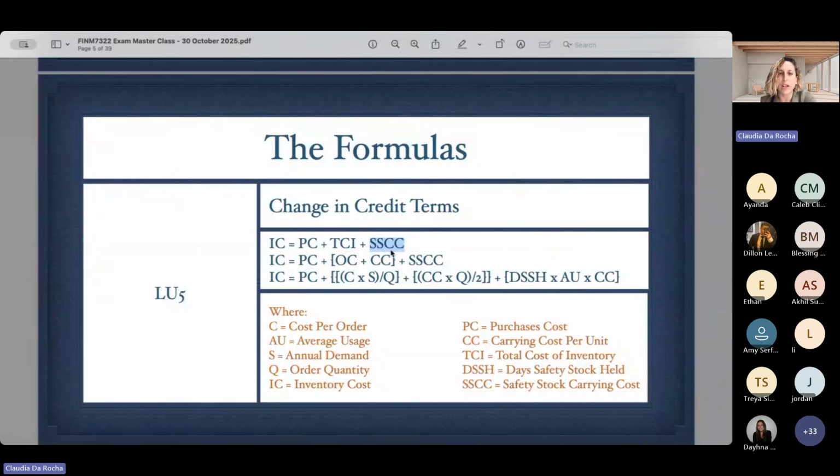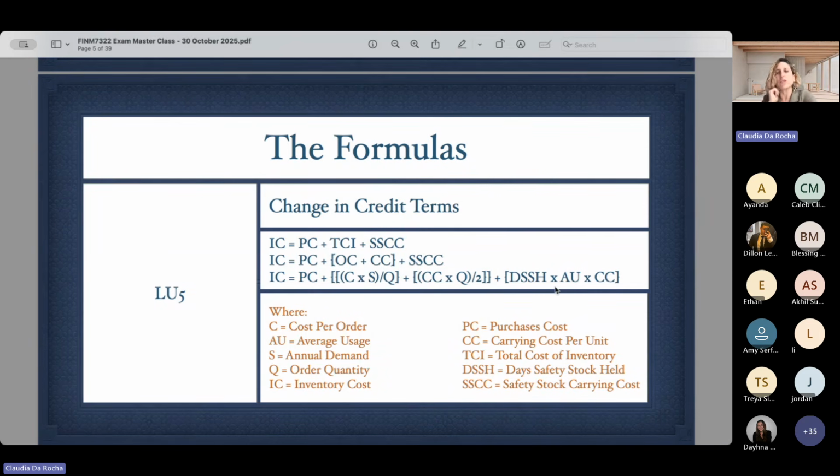If we break down this formula, we have TCI being OC plus CC, OC being the order cost, CC being the carrying cost or holding cost. If we break these down further, your ordering cost is calculated as C times S over Q, C being your cost per order, S being your annual demand, Q being your order quantity. And then the carrying cost is your carrying cost per unit times the quantity divided by 2.